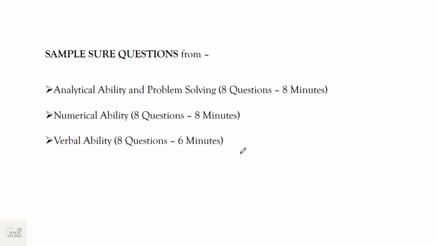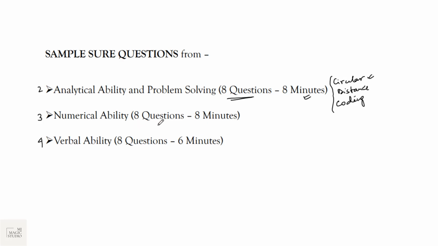Now, I've taken up a few sample questions from these 3 sections. This was section 2, this is section 3, and this is section 4. In analytical ability and problem solving, the verbal reasoning round, they ask 8 questions which we need to answer in 8 minutes. The majority of questions are from circular arrangements or distance, coding-decoding, and true and false statements. 3 to 4 questions are from circular or linear arrangements, so please do practice these.